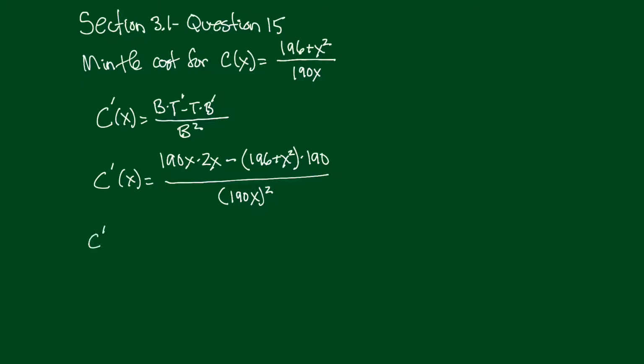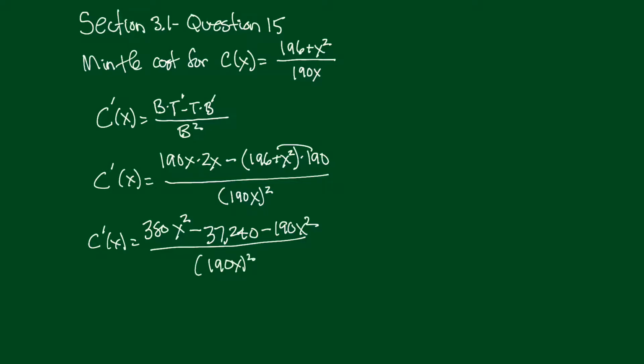Let's use some algebra to simplify it. So 2 times 190 is 380 and then x squared. Now minus, okay, I'm going to bring the 190 in. So we need to multiply 190 and 196. I've got a calculator that does that. 190 times 196 is 37,240. So it's negative, right, because of that negative sign. So negative 37,240 minus 190x squared, all over quantity 190x squared.